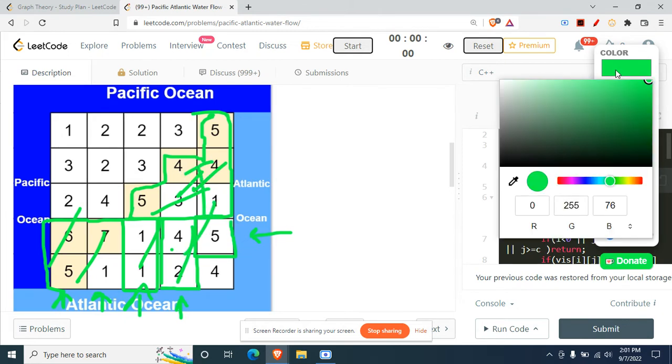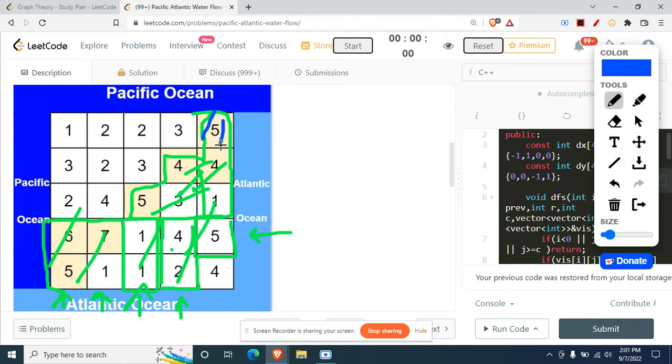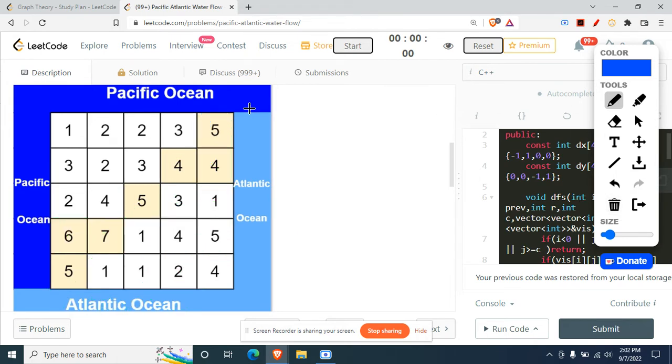Okay, now this thing is done. Now we will try to flood all the Pacific Ocean water into all the cells that it can reach. So from here, the Pacific Ocean comes. When it comes, it can fill this one. Obviously, again, 5 is greater than or equal to 4. It will fill this cell also. I think it is getting a little messy.